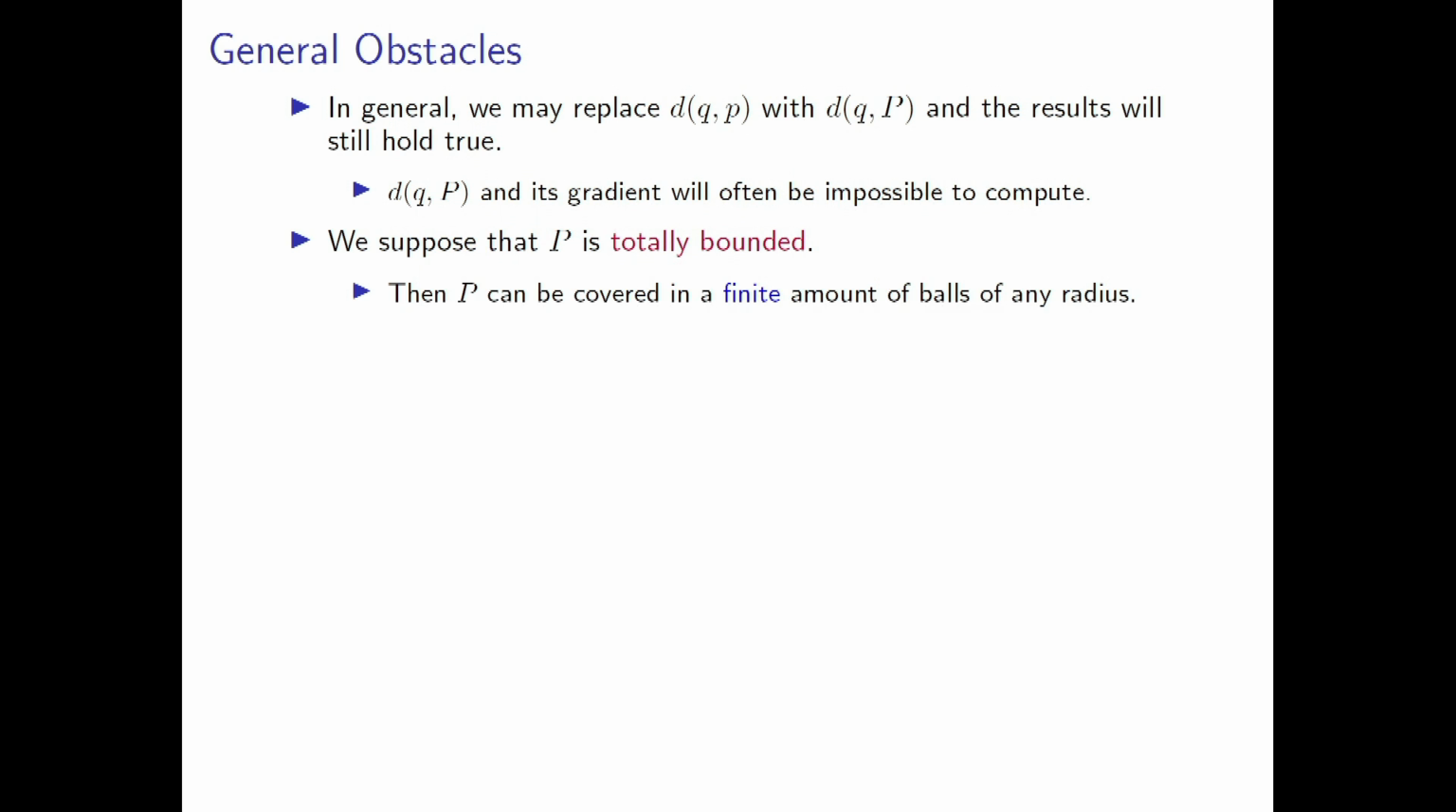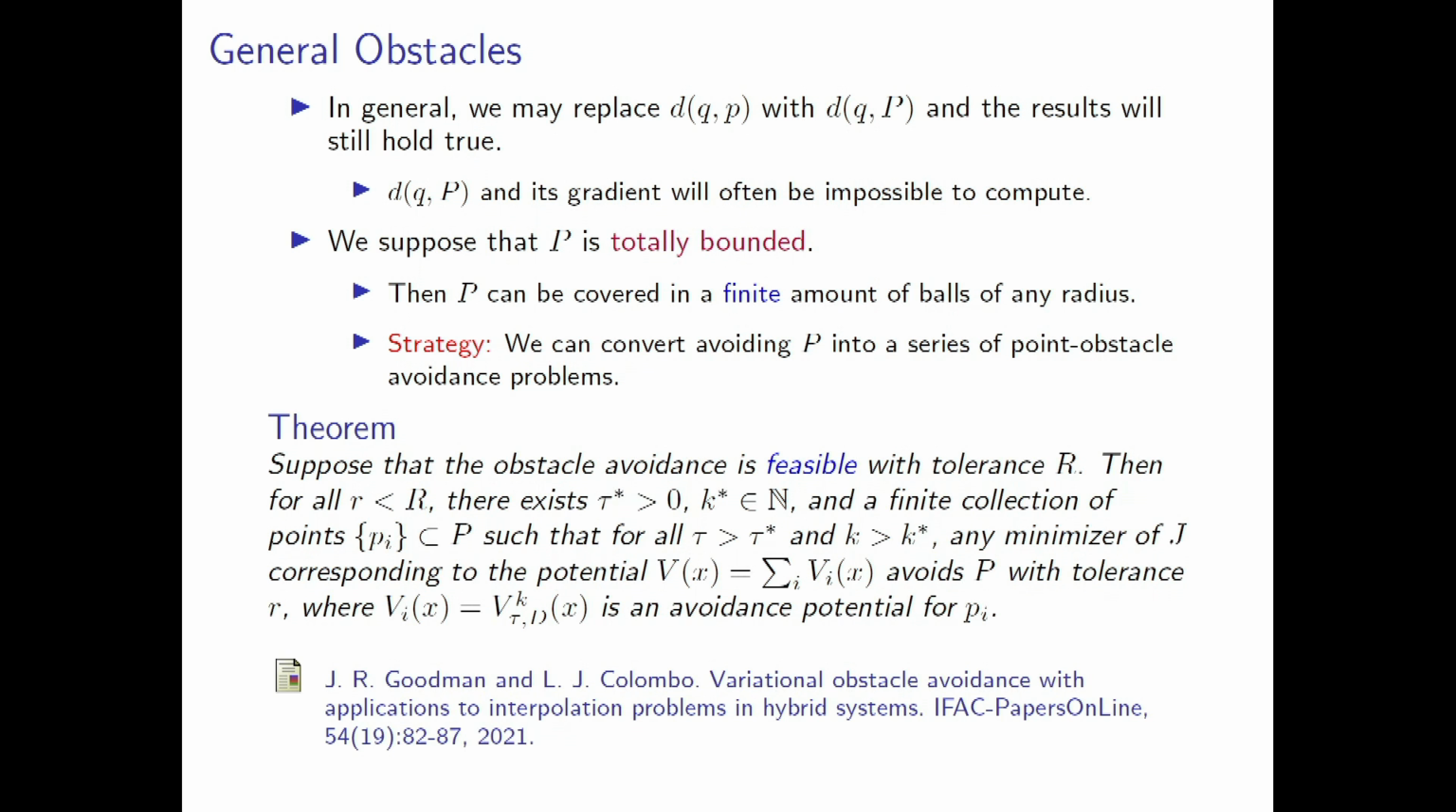If p is totally bounded, then we can cover p with a finite number of balls of any radius, and then use the point obstacle strategy for each of the balls that cover the set p, to guarantee that there exists a potential function b that avoids the obstacle. This is the result. So we have to assume that obstacle avoidance is feasible with tolerance r, and then we can cover p with a sequence of balls and use the sum of each potential function to construct a new potential that avoids the obstacle p with tolerance r, using this potential function here.